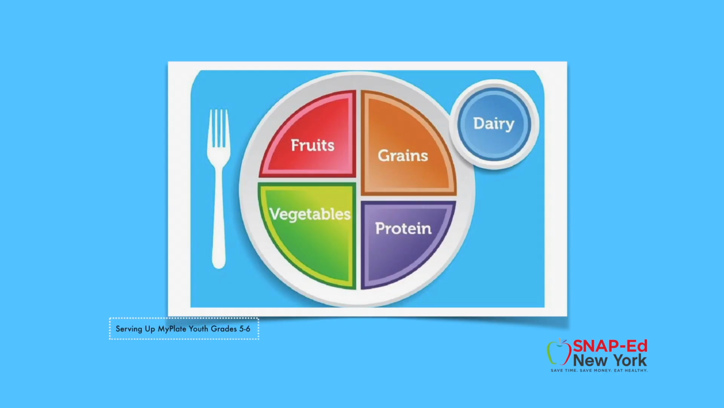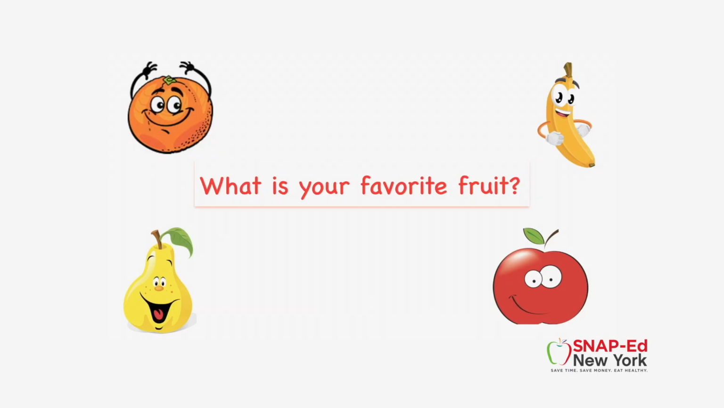It is super important to eat a variety of foods to stay healthy. We need to eat from all 5 food groups: fruits, vegetables, grains, protein, and dairy. MyPlate is a visual reminder to eat foods from all 5 food groups. That way we can make sure we are feeding our bodies with what we need to have energy, play hard, learn, grow, and stay healthy. Let's take a closer look at these food groups.